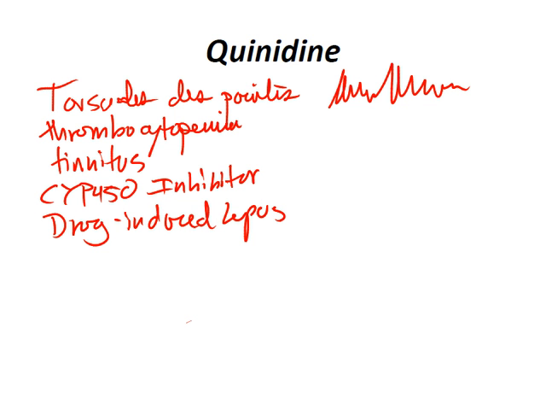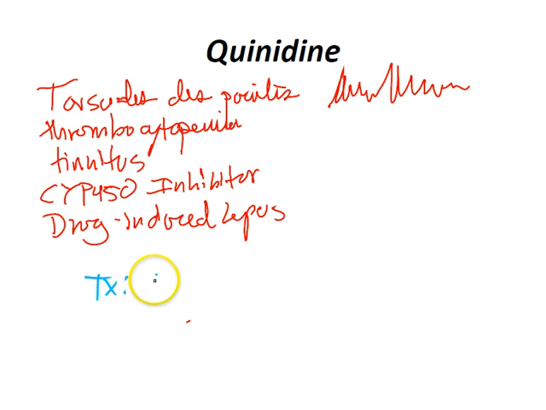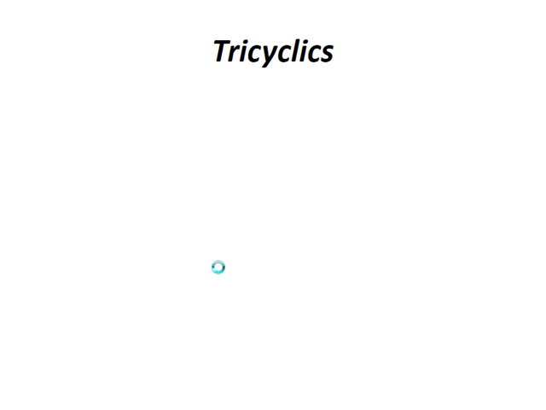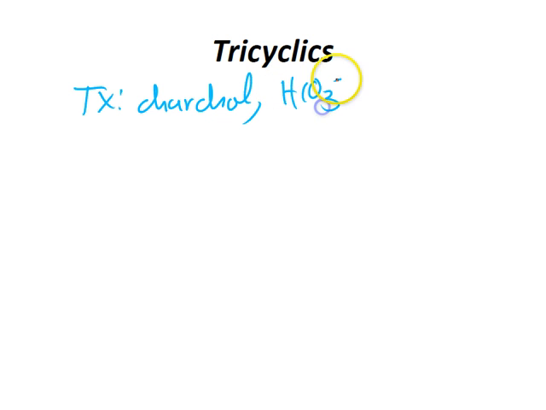So if we overdose somebody with quinidine, what are we going to give? You're going to give IV magnesium for torsades de pointes. It's the only thing you can really do. And then we're on to the tricyclics. So these are all acids. What do you think we're going to do? We're going to hit them with charcoal and bicarb to do what? Improve renal excretion.